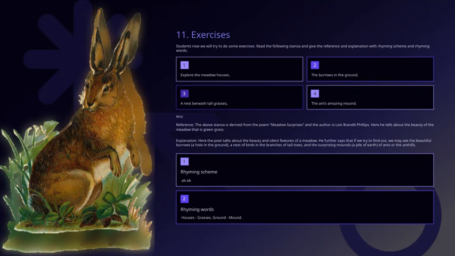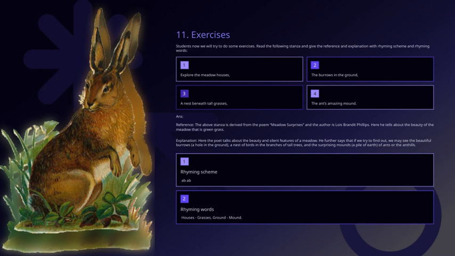Now, students, it's time for some exercises. Let's look at the stanza on the slide and analyze it together. First, I want you to identify the reference and explanation of this poem. The stanza is from a poem called Meadow Surprises by Lois Brandett Phillips. It describes the beauty of a meadow, highlighting how lush green grass creates a peaceful and lively scene.